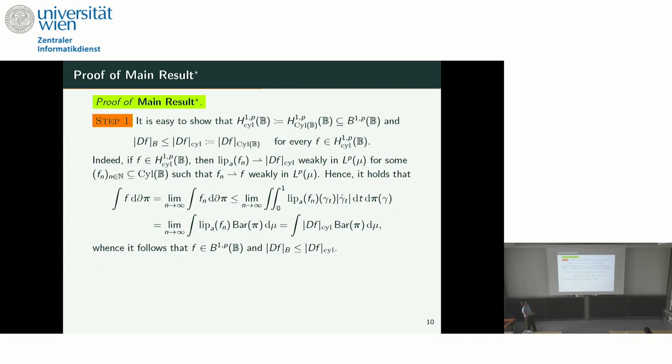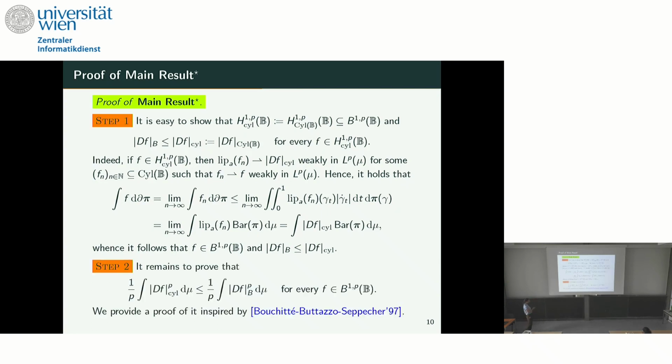conclude that this weak upper gradient inequality holds with this differential df with respect to cylindrical functions. So in particular, the minimal weak upper gradient that we defined in the space is less or equal to this one, and the function is in B^{1,p}. So this is the easy one, just by approximation. Now, in order to show the equivalence and the converse one, it is enough to show it in the integrated sense.